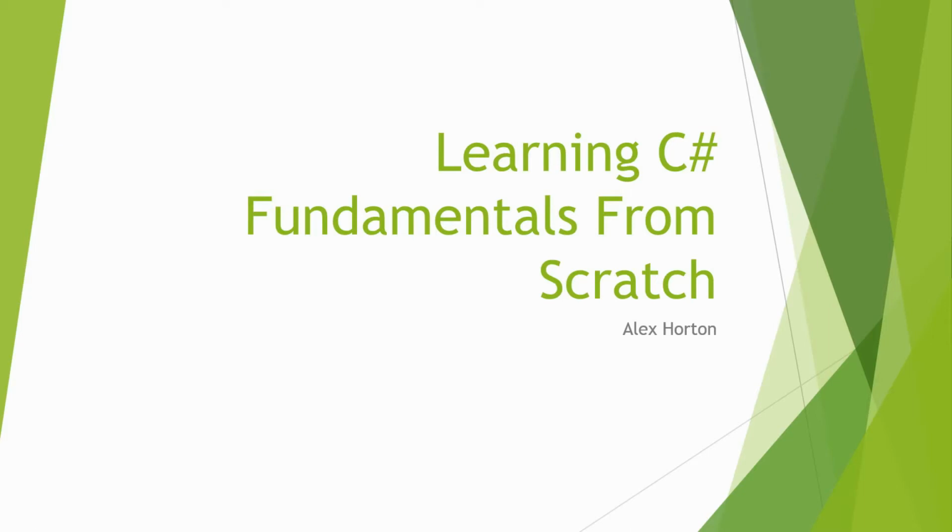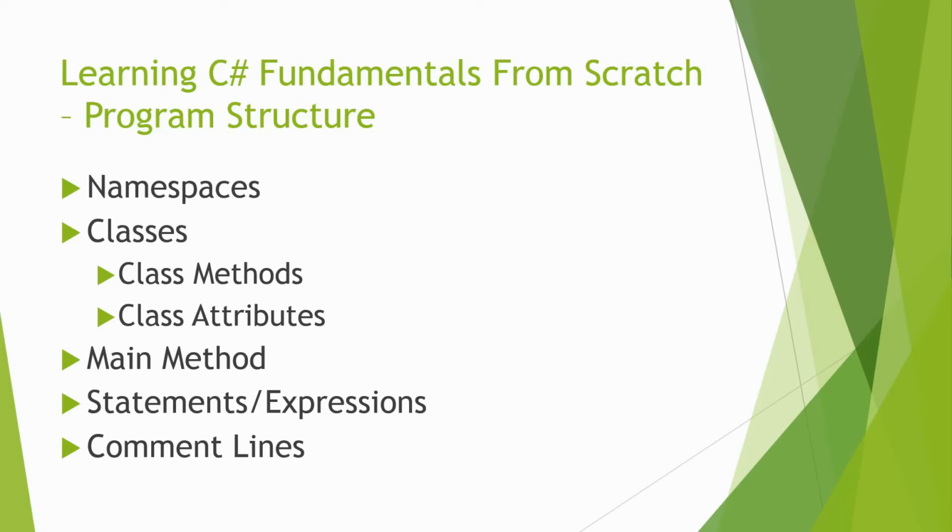So today's series of lessons, we're going to go over program structure. We're going to go over namespaces and classes. Inside of classes, we have methods and attributes of a class. The Main method, that's the starting point for every C# application. Statements and expressions, what they are and what they do, as well as comment lines. And there's comment lines, and then there's the way you can do a boilerplate and that kind of thing. So let's get started, shall we?